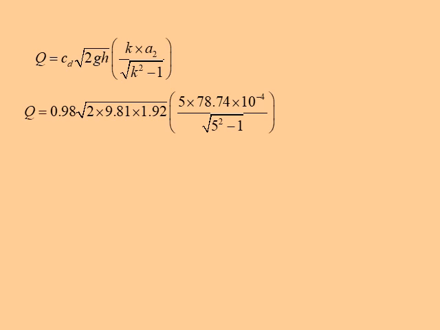Cd is equal to 0.98, square root of 2 into G 9.81, H value is 1.92 meter, and K value is 5, and the area at throat is 78.74 into 10 to the power minus 4, substituted in meter square. The square root of K square minus 1, that is 5 square minus 1. So now we will get the answer for the discharge as 0.0482 meter cube per second.